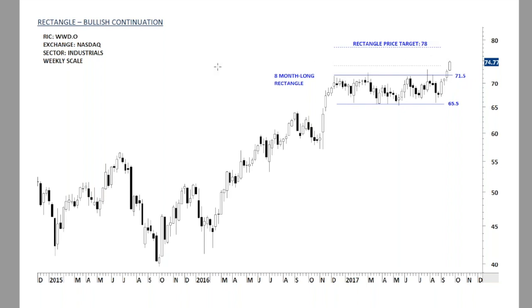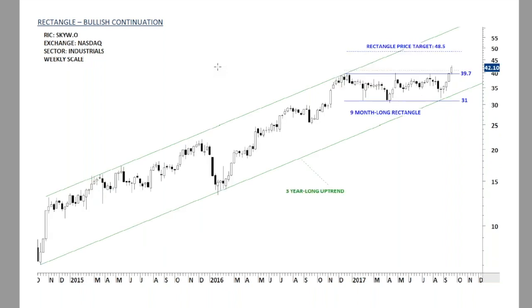So this is a perfect rectangle that has taken 8 months to build, and now it's on its way to the price target. Another rectangle that is breaking out this week, so the weekly close is going to be also important, but on a daily basis we have seen the confirmation. A 9-month-long rectangle, SkyWest airline company, listed on the NASDAQ, an industrial stock. This 9-month-long rectangle is being completed on the upside. Here you can see a 3-year-long uptrend.